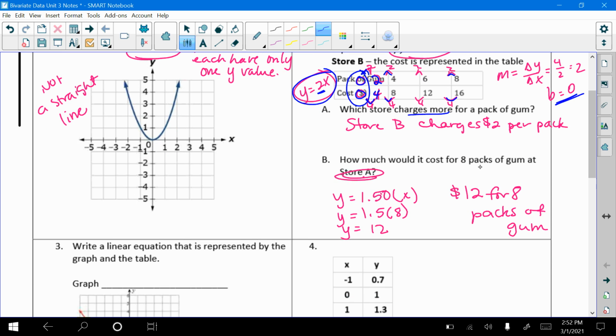How much would it cost for 8 packs of gum at store A? Well, store A is the $1.50 per pack. So $1.50 times 8 gives me 12. So $12 for 8 packs of gum.